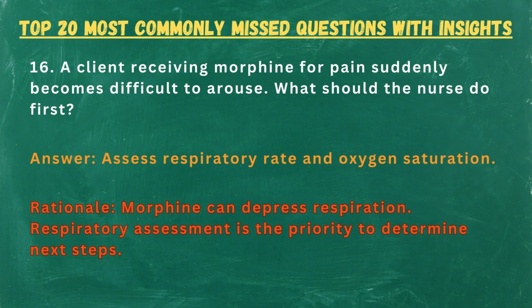16. A client receiving morphine for pain suddenly becomes difficult to arouse. What should the nurse do first? Answer: assess respiratory rate and oxygen saturation. Rationale: morphine can depress respiration. Respiratory assessment is a priority to determine next steps.